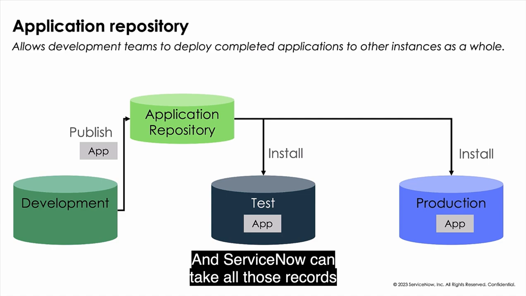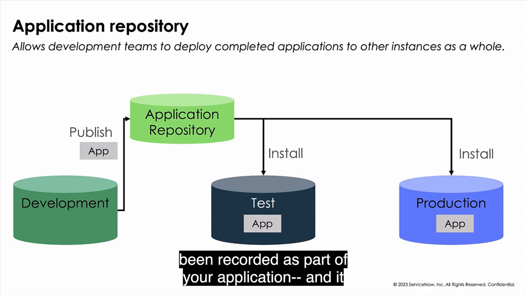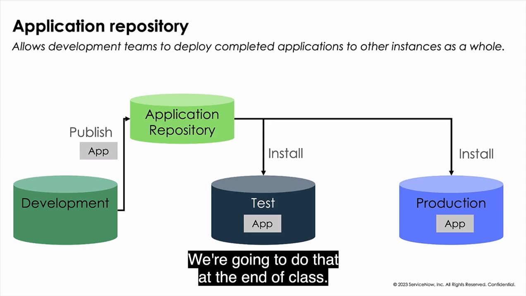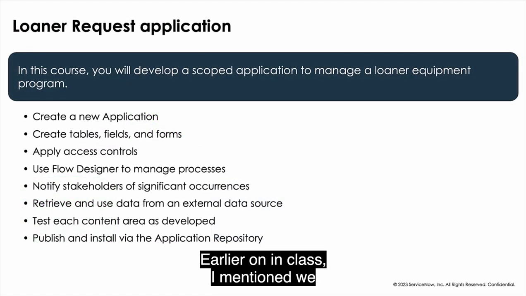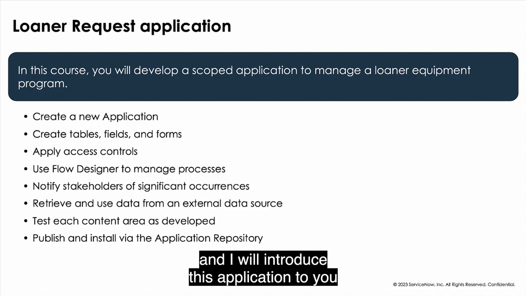And ServiceNow can take all those records from the application files table, in other words, everything that's been recorded as part of your application, and it can easily bundle them up into an update set, and then you can export as an XML file. We're going to do that at the end of class, so you still get the best of all possible worlds. Earlier on in class, I mentioned we are going to be working on an application together, and I will introduce this application to you in a little while.